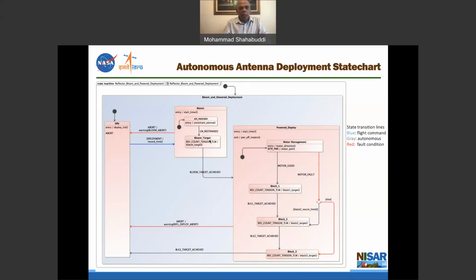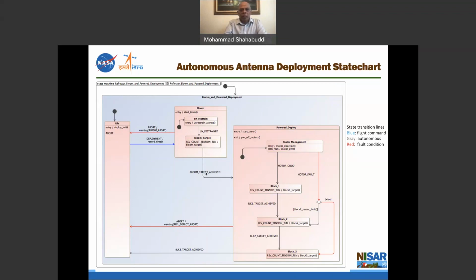And as we achieve the required tension, it goes into the bloom target achieved. The bloom target achieved transition signal will be generated, and it'll go into power deploy. In case there's a problem meeting the required tension, it's going to stay in this state till the timer expires or some other fault is detected, and then an abort signal will be generated and it'll go back into the idle state.